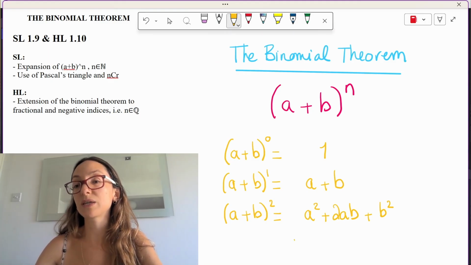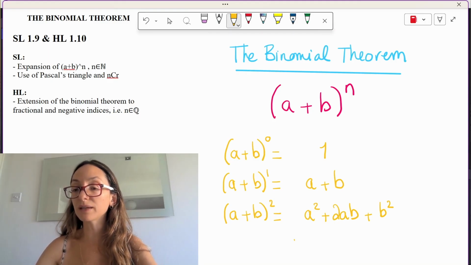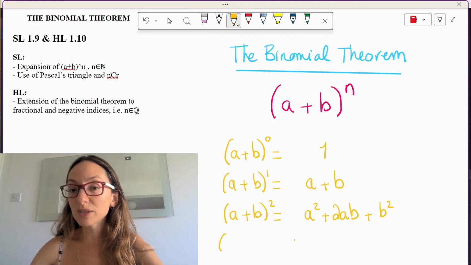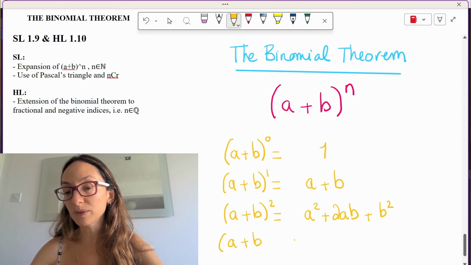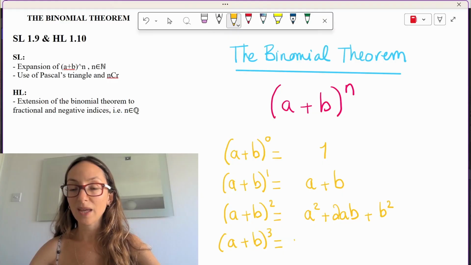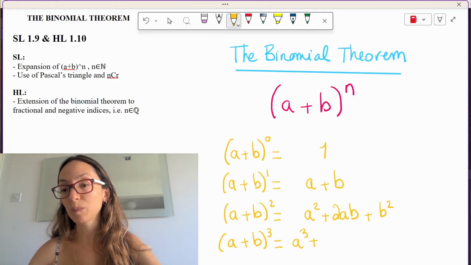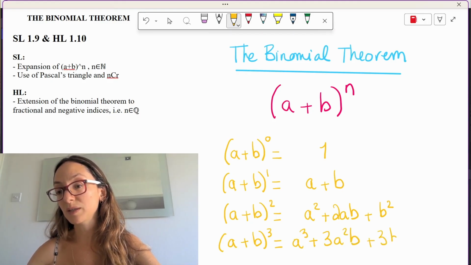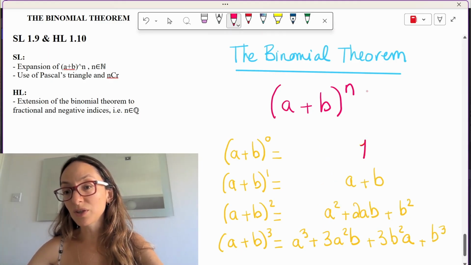And if you order the terms that you get in descending powers of a, starting from a squared, this is exactly what you will get. Now, I invite you to pause the video and do the same thing for a plus b cubed. Again, arranging in descending powers of a, we get a cubed plus 3a squared b plus 3b squared a plus b cubed. Now what I'm going to do now is just write the coefficients of a and b in red.